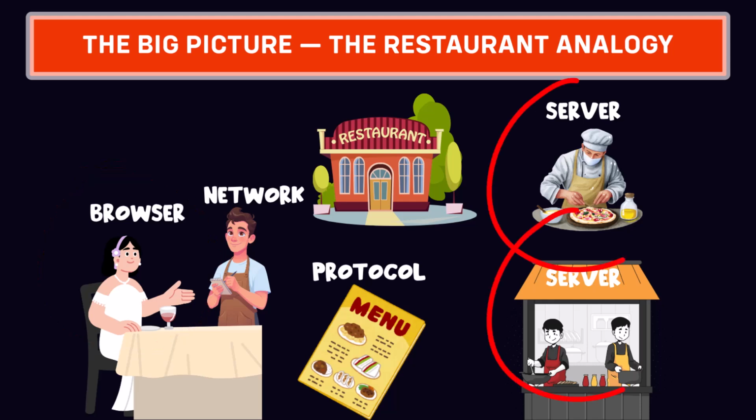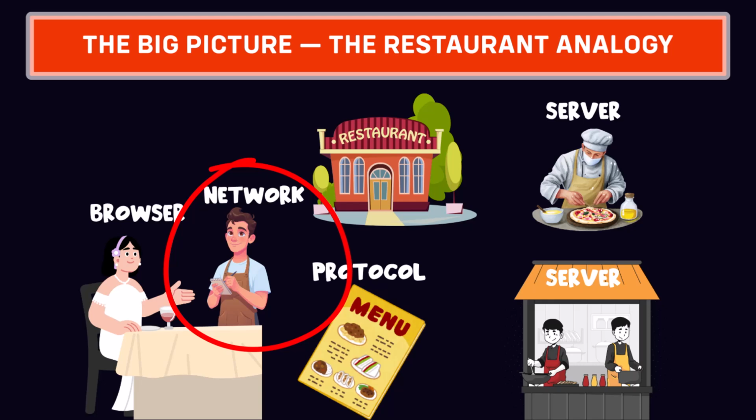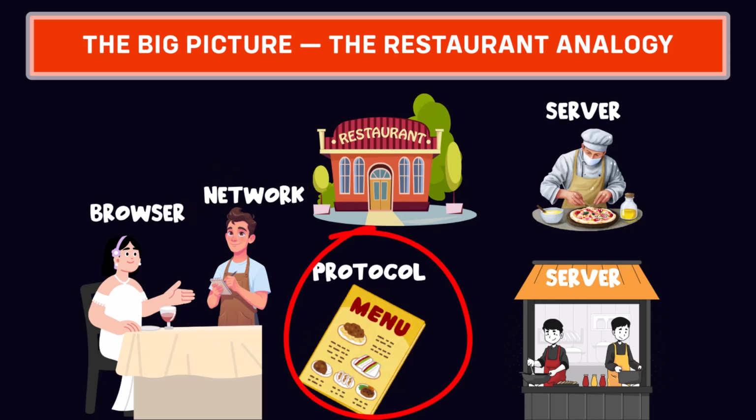The kitchen in the back, that's the server. It has all the ingredients, all the recipes, all the capability to prepare what you want. But you can't just walk into the kitchen and start cooking. There is a process. The waiter who takes your order and brings your food, that's the network. It carries your request to the kitchen and brings back the response. Now the menu, the thing that tells you what's available and how to ask for it. That's the protocol. HTTP is like a standard menu format. It defines how you make requests and what kind of response you can expect.